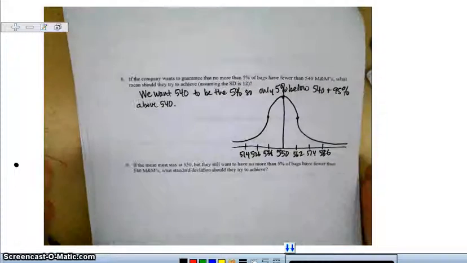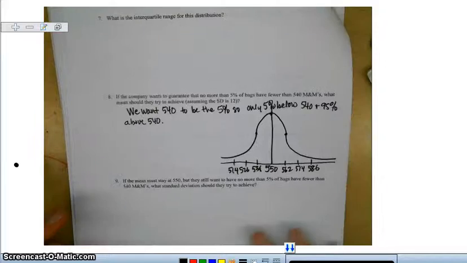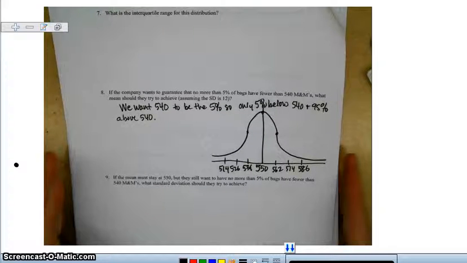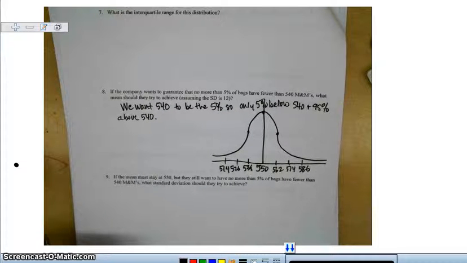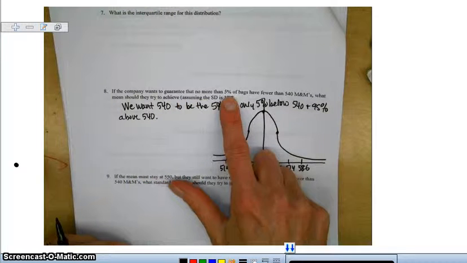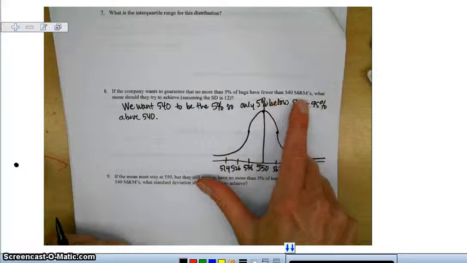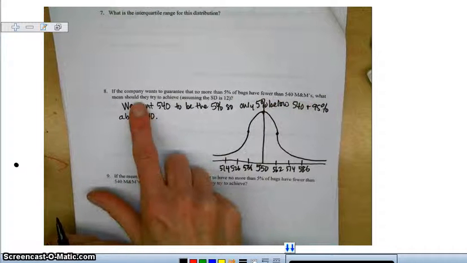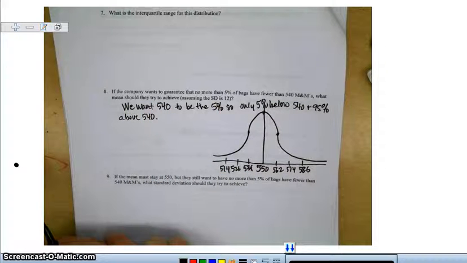Okay, let's start number 8 again. This is day 38, very last little part of it. We're doing 8 and 9 right now. So basically, if the company wants to guarantee that no more than 5% of the bags have fewer than 540 M&Ms, what mean should we try to achieve, assuming we keep the standard deviation at 12?